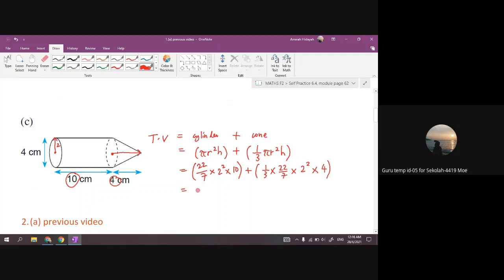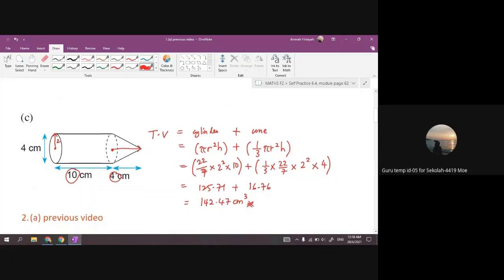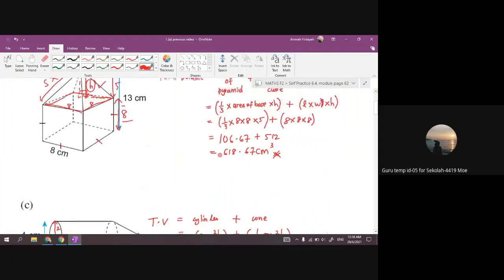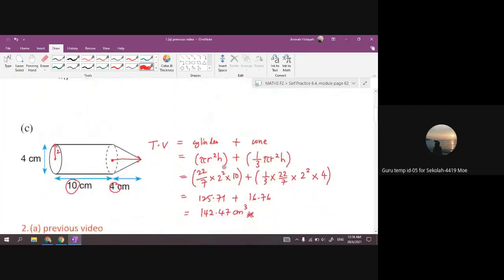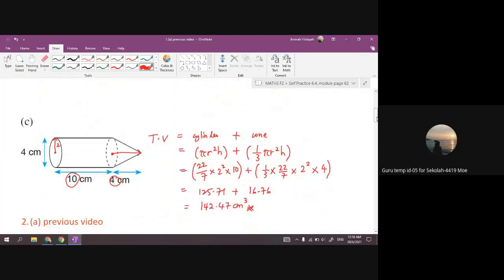So we get the volume of cylinder as 125.71 plus volume of cone 16.76. So you will get the total volume of the whole object as 142.47 centimeter cubic. Easy, right? The first question is very easy because it wants us to find the total volume, straight to the point. Just use the formula and plug in the values.